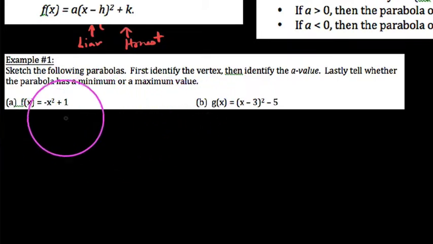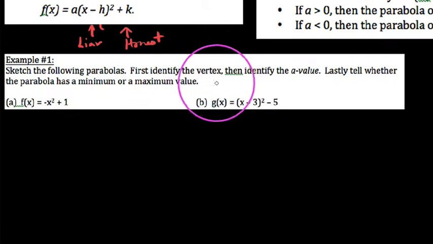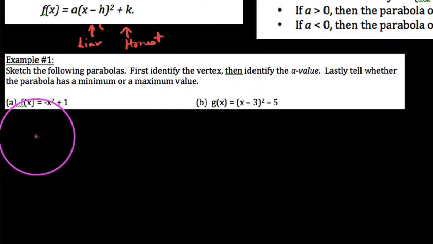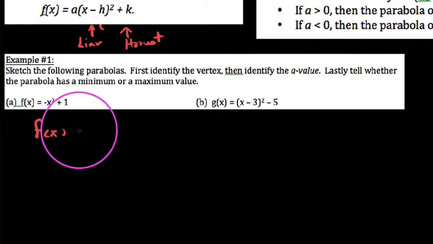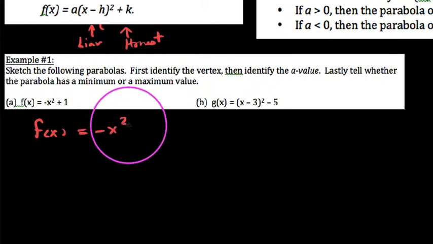We'll be done with this video, but I say, sketch the following parabolas. And in order to do so, first we want to identify the vertex, and then we're going to identify the a value. And lastly, after we sketch it, we're going to tell whether the parabola has a minimum or a maximum value. So let's go ahead and take a look at this first example here. I'll kind of write it off to the side. We say f of x equals negative x squared plus 1.